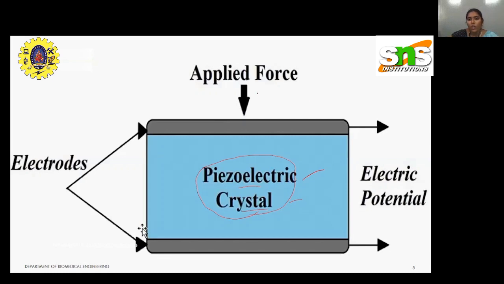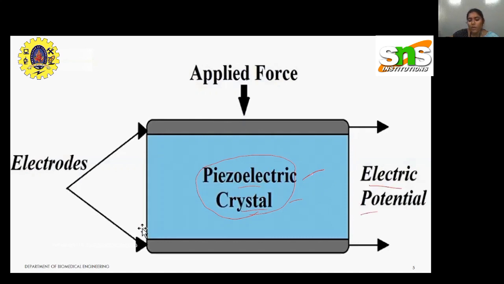Now, when you give any type of applied force on top of this piezoelectric crystal, based on that applied force, the crystal undergoes some kind of deformation. Because of the deformation, there will be a creation of charge carriers inside the crystal. Because of that, we will have a voltage drop across the two surfaces of the crystal. That voltage drop is nothing but electric potential.